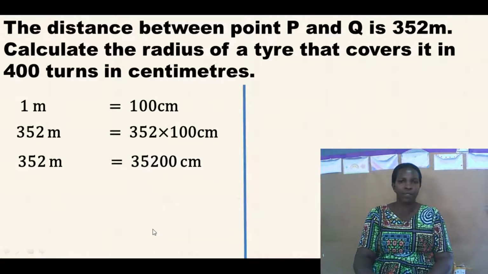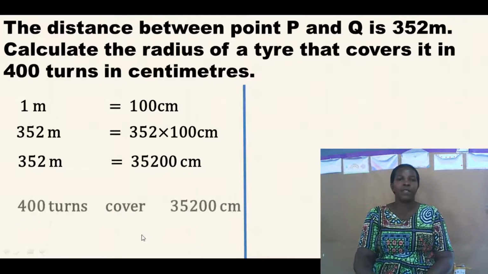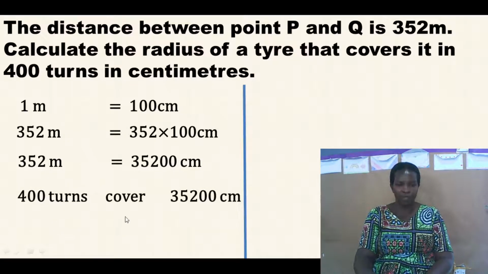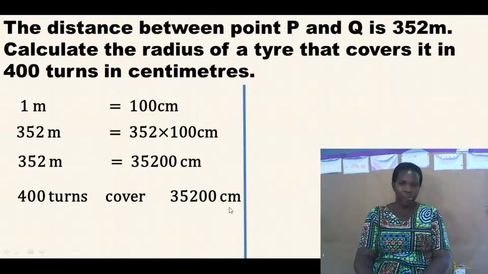According to how we looked for the circumference in the first example, I gave you 2 ways. You can either use the formula or you can use proportions. But still, in this number, I need to re-emphasize it. We shall look at the 2 ways of looking for circumference. Using the idea of proportions, the 400 turns cover 35,200 centimeters.